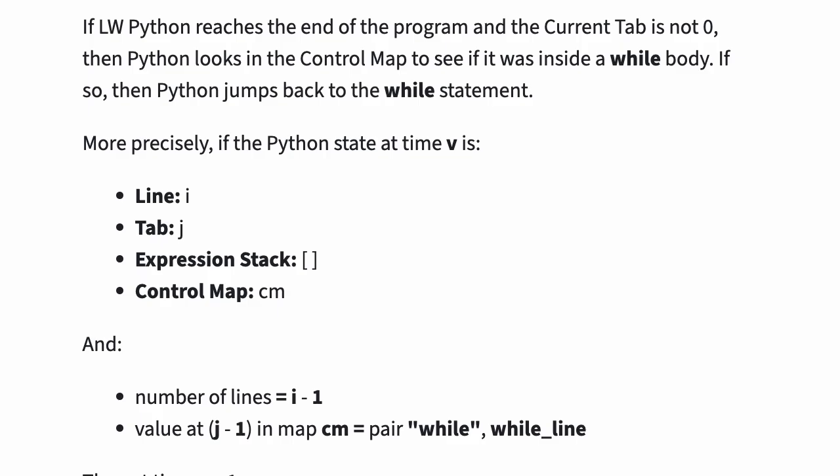If LWPython reaches the end of the program and the current tab is not 0, then Python looks in the control map to see if it was inside a while loop body. If so, then Python jumps back to the while statement. More precisely, if at time v, line is i, tab is j, and the expression stack is empty, and the control map is CM, and the number of lines in the program is i minus 1, and value at j minus 1 in map CM is the pair while and while line.